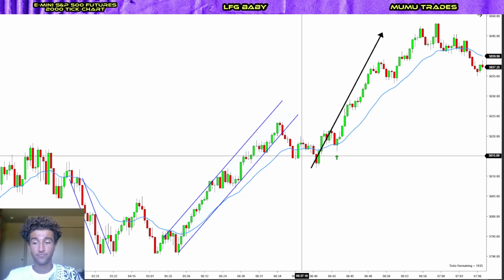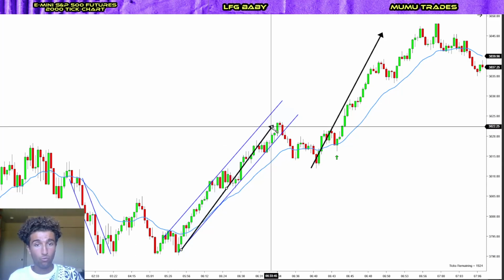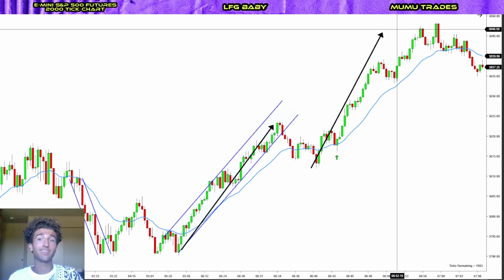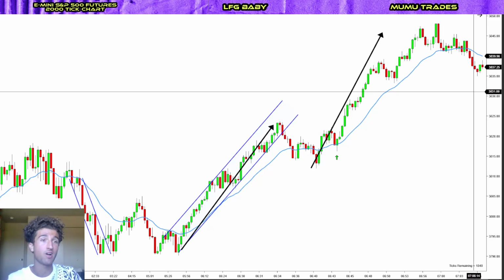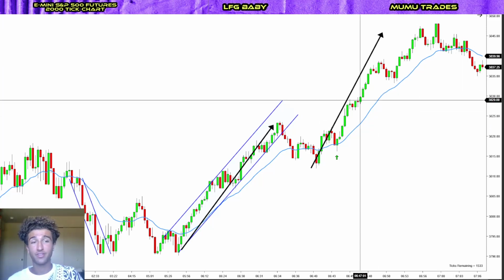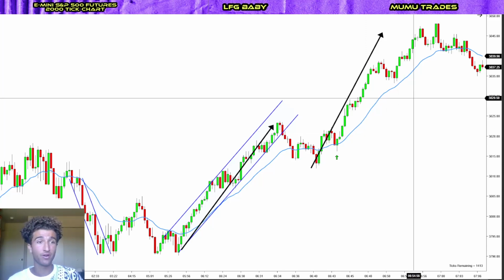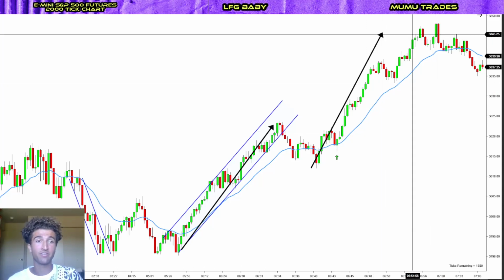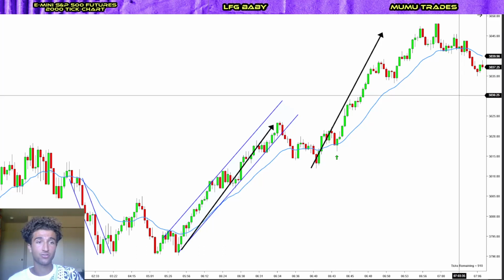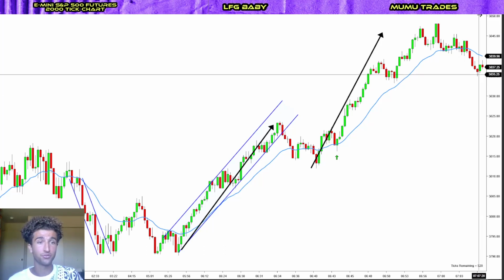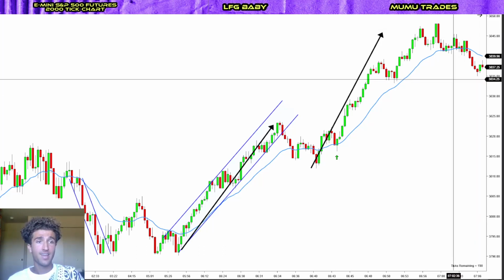So as we see, we have one pullback and another one in a larger time frame, which is why we started to reverse. Now the downtrend or the uptrend does not necessarily have to be over, but it just gives us a sort of indication that prices can start to chop around before the trend resumes.